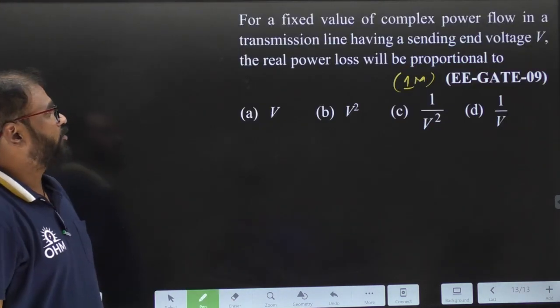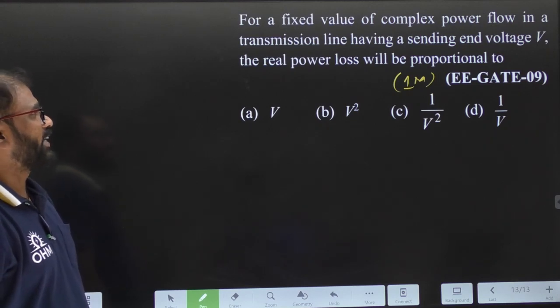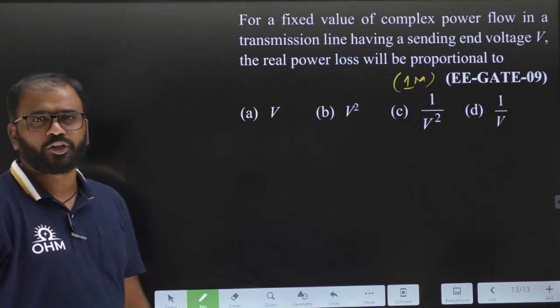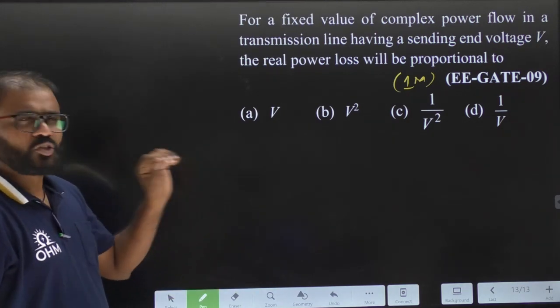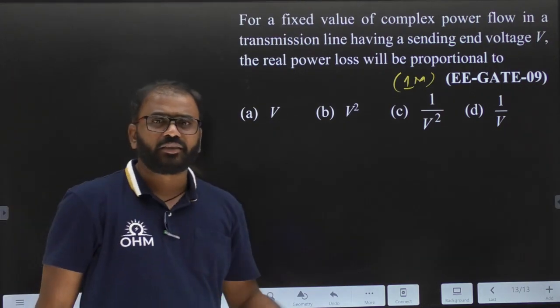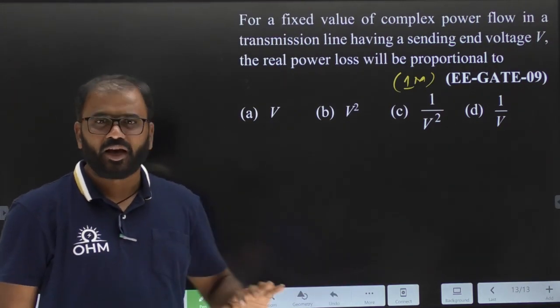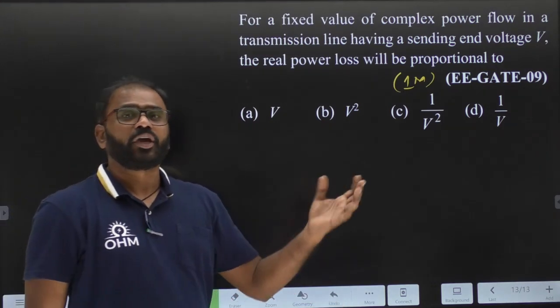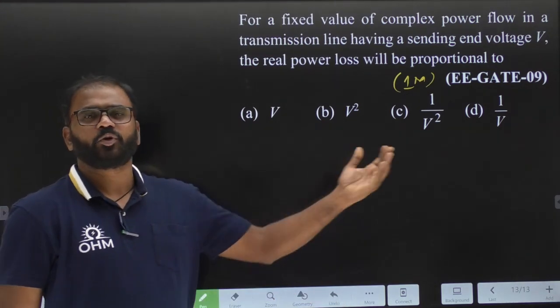See this question. For a fixed value of complex power flow in a transmission line having a sending end voltage V, the real power loss will be proportional to. Again, many people will be confused by this question, because we generally study the resistance losses as V square by R or I square into R. But always we'll say that okay, V square by R, so directly proportional to V square.